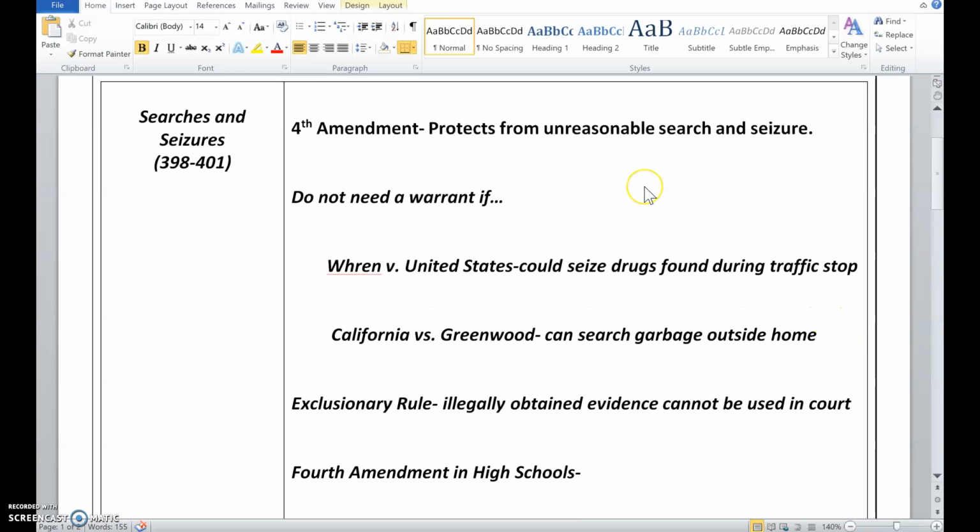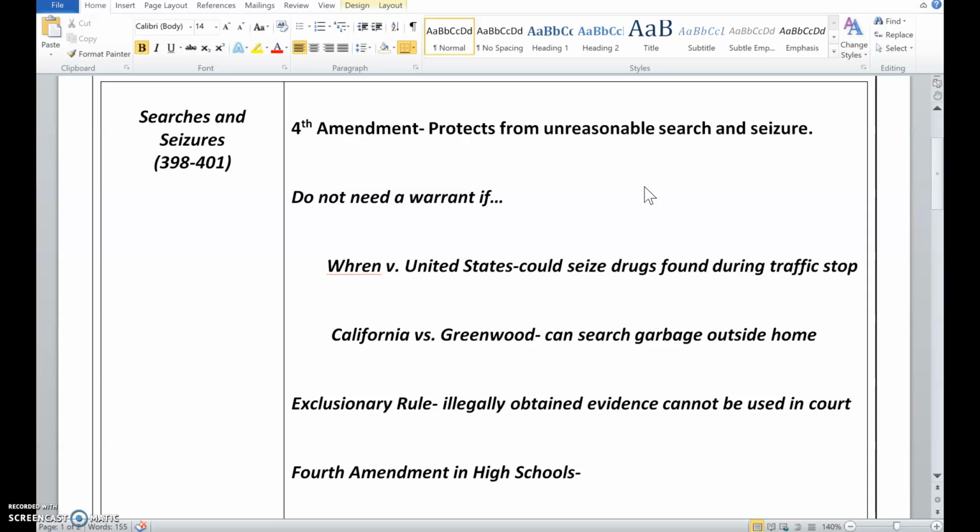The first one affects all of us. The Fourth Amendment protects you from unreasonable search and seizure because I guarantee that sometime in your life you will be stopped by the police. And what are your rights as far as search and seizure? Or they may come to your home. What are your rights as far as them searching your property?